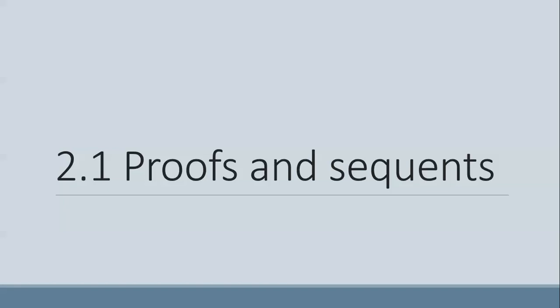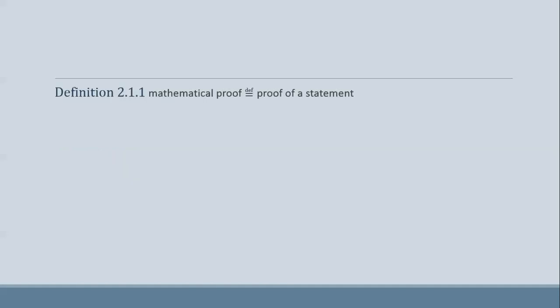In the last video, we learned what a statement is, and we said that the goal of this course is to explain what it is we're doing when we prove a statement, right? So when we know what a statement is, now we need to know what a proof is. So I can define a proof, and when you see this little equals def, that's going to mean definition. We can define what a mathematical proof is as just a proof of a statement, right?